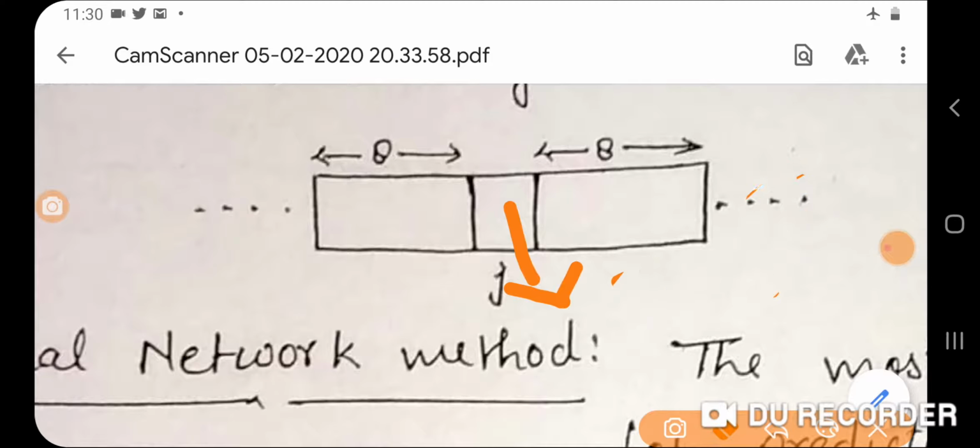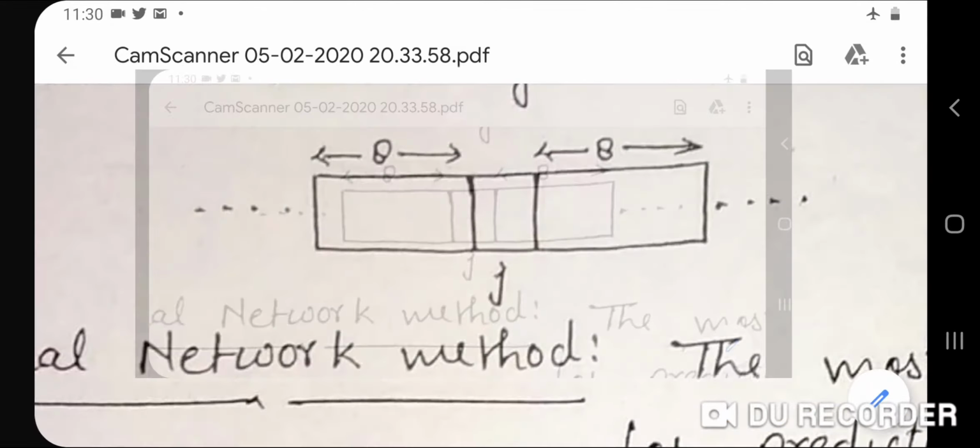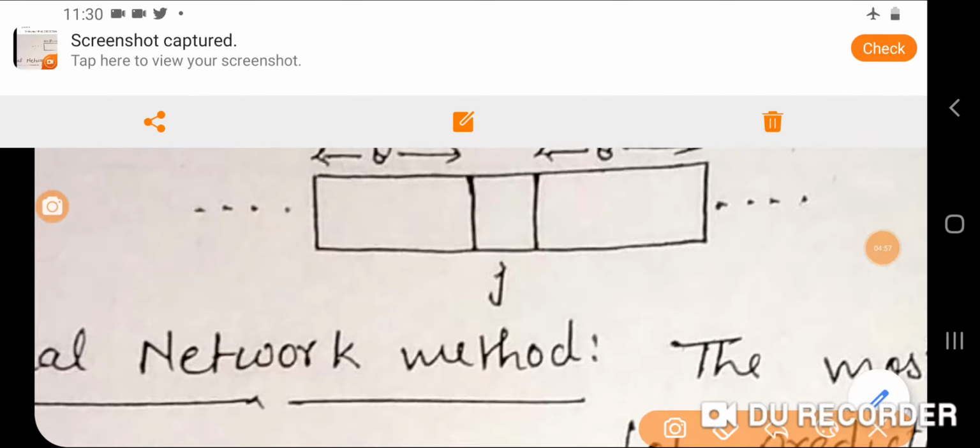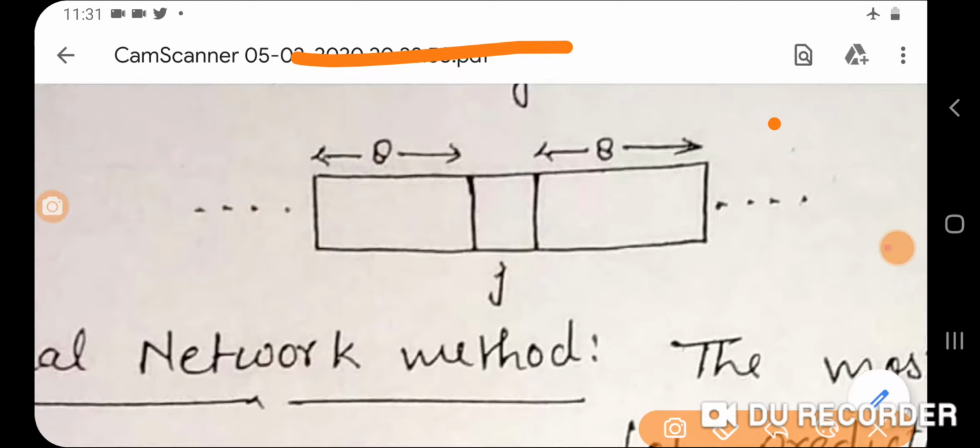After the completion of this, once this process is over, what you have to do is... just a second.